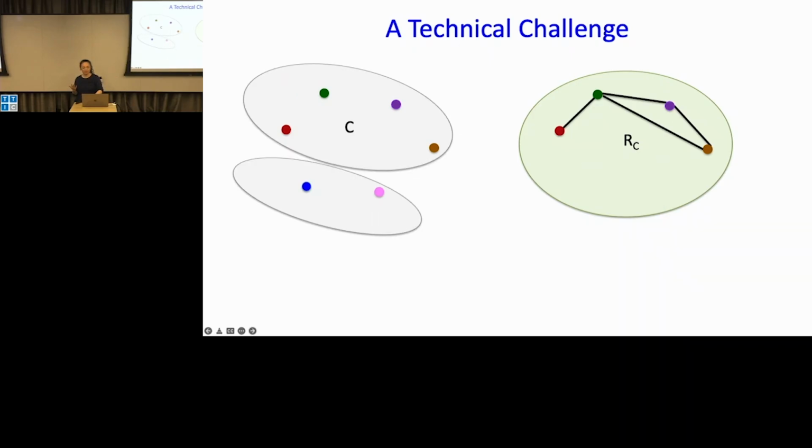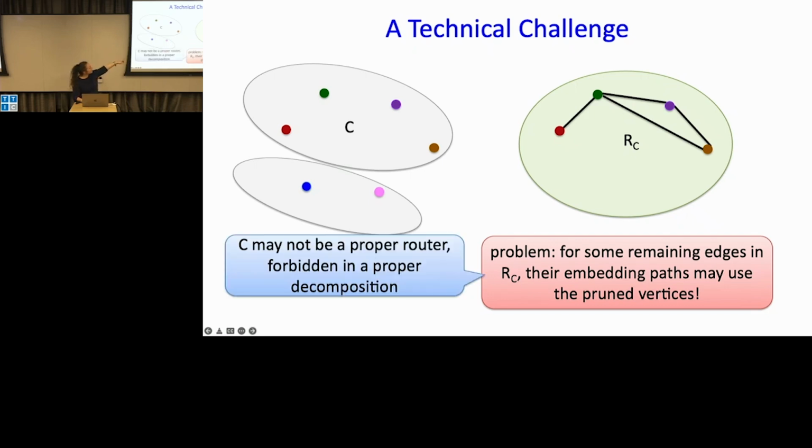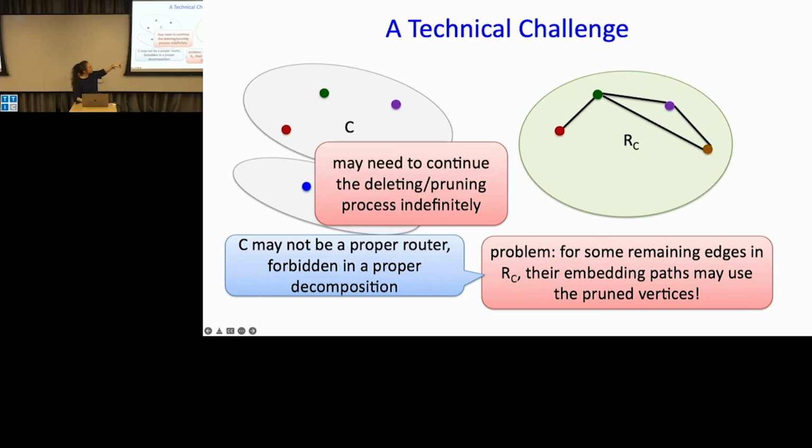But now we have a problem again, and the problem is that some of the edges of this RC, their embedding paths may still use these vertices that they took out. Okay, now I have to go back and delete these edges again. Then I need to prune again, then I need to take vertices out. And it's just not clear how this process can terminate in any reasonable way.